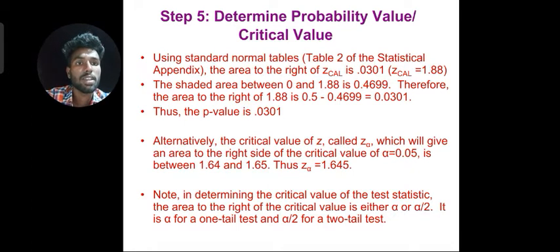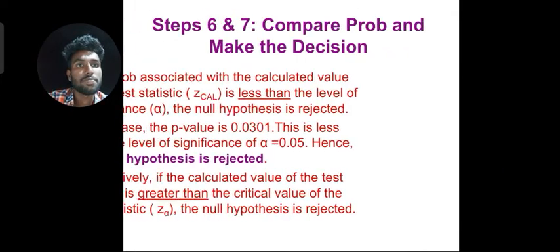Note, in determining the critical value of the test statistic, the area to the right of the critical value is either alpha or alpha by 2. It is alpha for a one-tail test and alpha by 2 for a two-tail test.